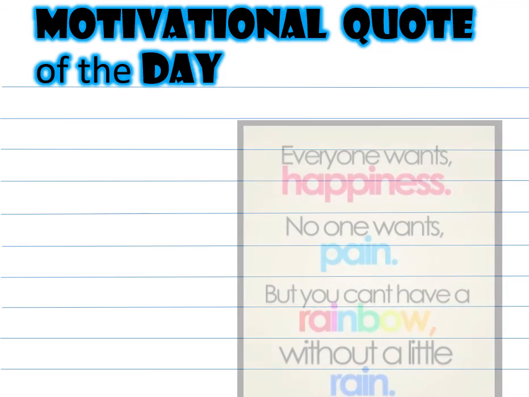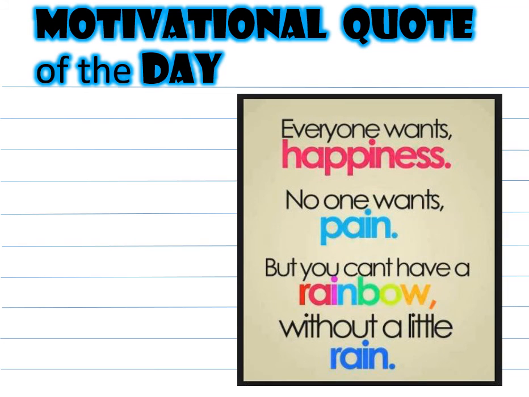And finally, our motivational quote of the day: everybody wants happiness and nobody wants pain, but you can't have a rainbow without a little bit of rain. I like that quote because it makes you think that there's something positive even on a bad day. Even on those days that you just want to get rid of, there's something positive that can be taken away from it, and that's the rainbow that takes place when it's raining outside. So I encourage you guys to always look for the positive even when something negative is happening.